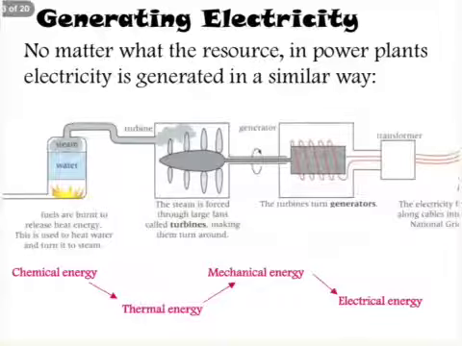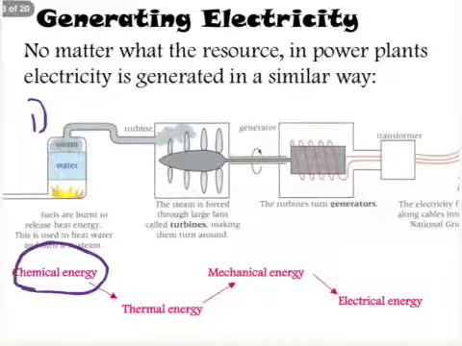So all the different resources we talk about, no matter what the resource is, power plants operate pretty much in a very similar way. For some of them, it's almost exactly the same. There's only one small difference. But here's overall what's going on within a power plant. In most power plants, we're going to start out with heating up some water. You're going to burn something, or somehow you have to get some hot water, and you're going to generate some steam. This is starting with, of course, chemical energy.